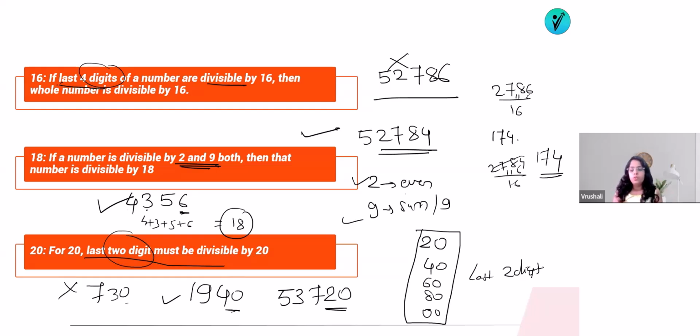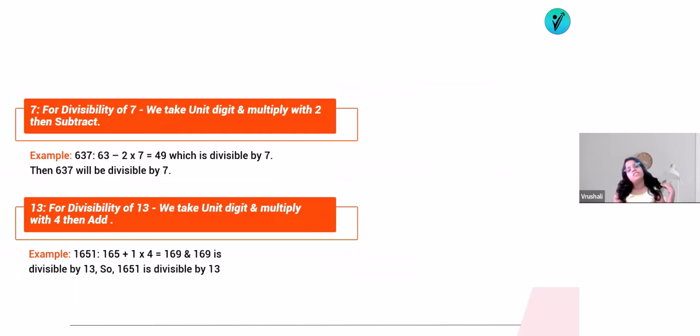Okay, now we will go for the remaining numbers, which are 7, 13, 17 and 19. For 7, 13, 17 and 19, the rules are oscillatory. What does it mean? Let me explain.